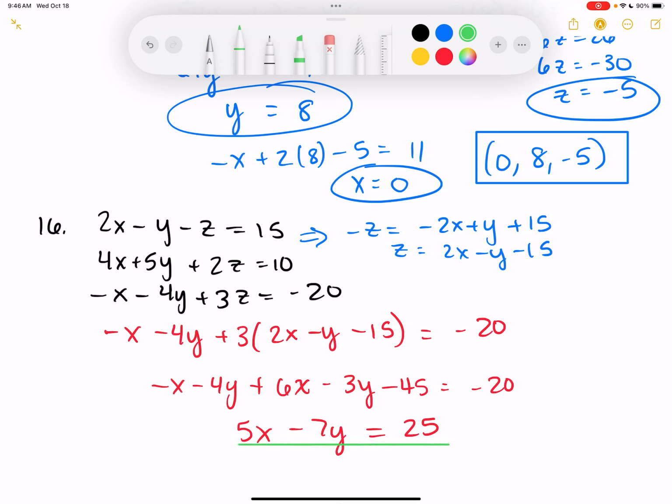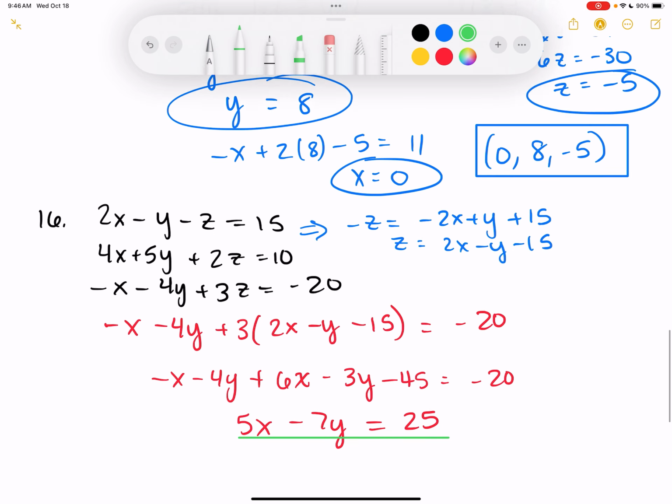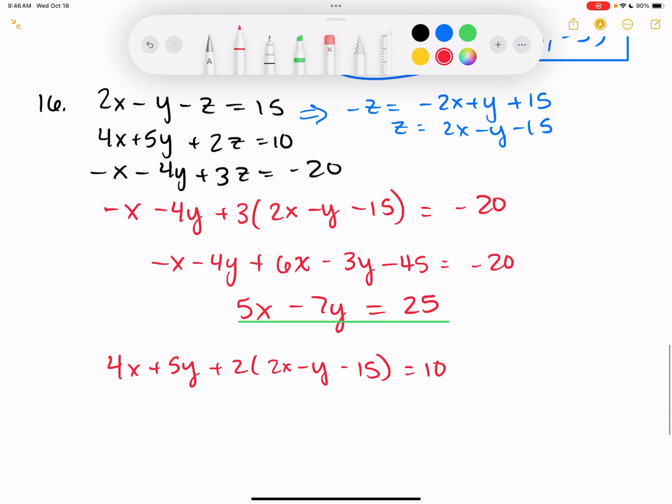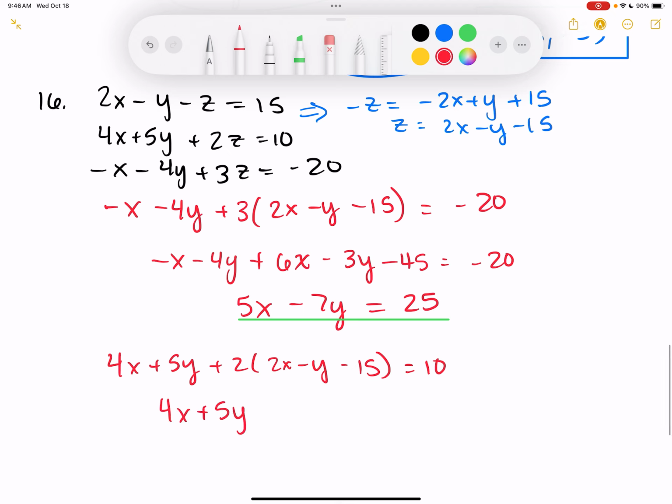And then I would plug it into, what did I just do, the bottom one? Plug it into the middle one also. So then 4x plus 5y plus 2 times 2x minus y minus 15 equals 10. And then 4x plus 5y plus 4x minus 2y minus 30 equals 10. 8x plus 3y equals 20.